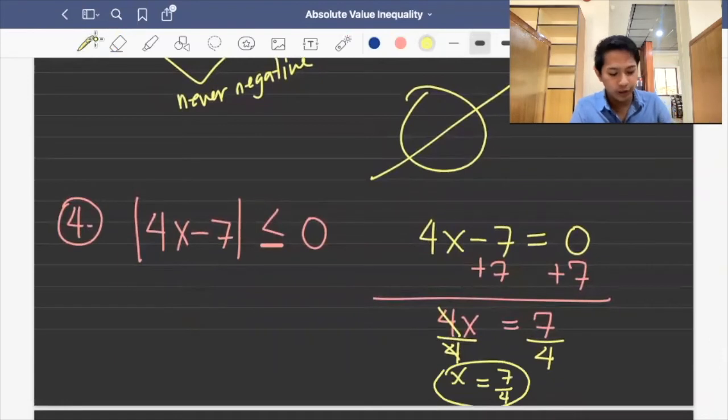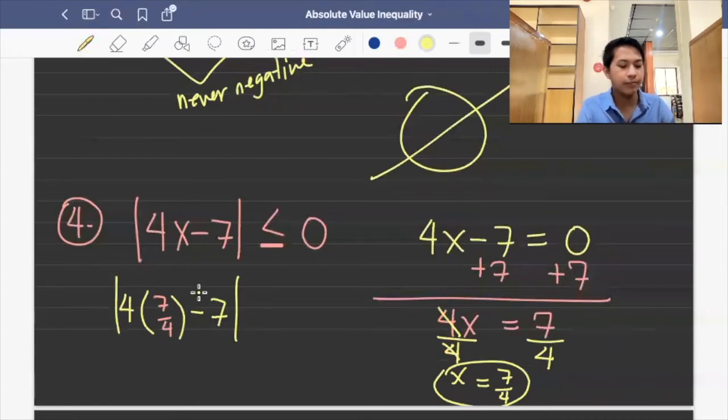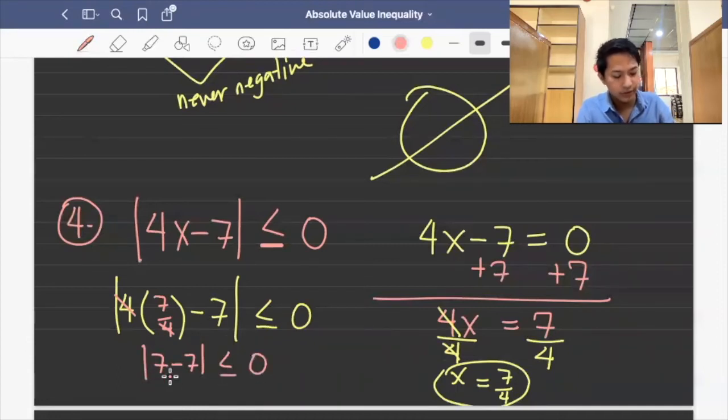Let's check. If we are going to substitute x is equal to 7/4 to our absolute value inequality, let's go. We have the absolute value of 4 times 7/4 minus 7 is less than or equal to 0. We know that this will just cancel 4 and 4, and we will be left with 7 minus 7. Absolute value is less than or equal to 0. 7 minus 7 is 0. Absolute value of that is 0. And we know that the absolute value of 0 is equal to 0 as well. So in this case, if x is equal to 7/4, we have a true statement.